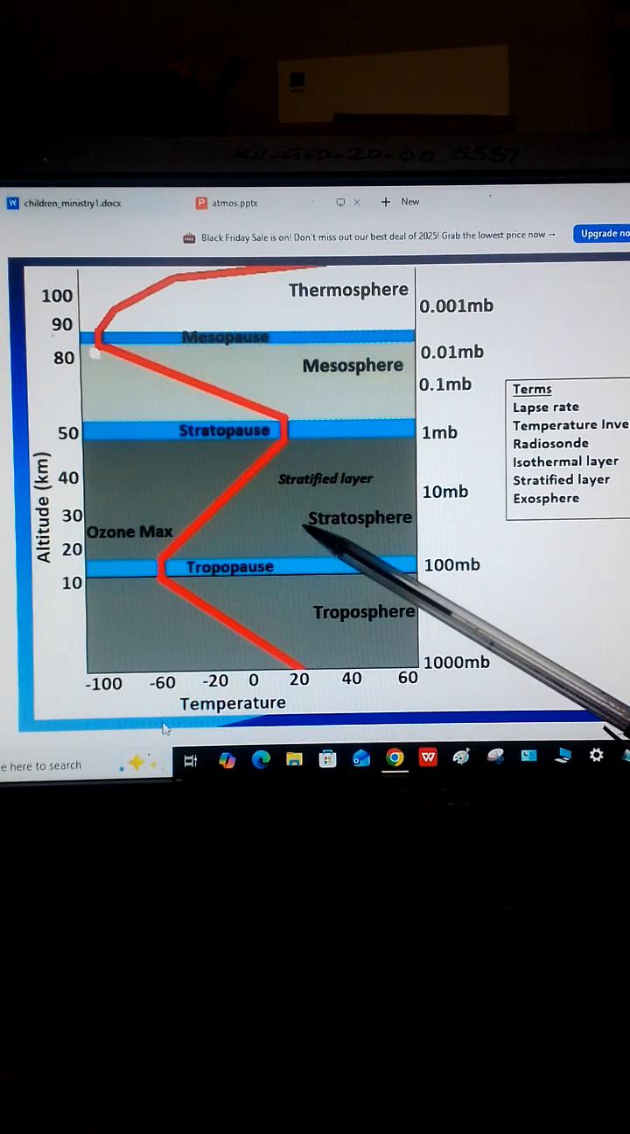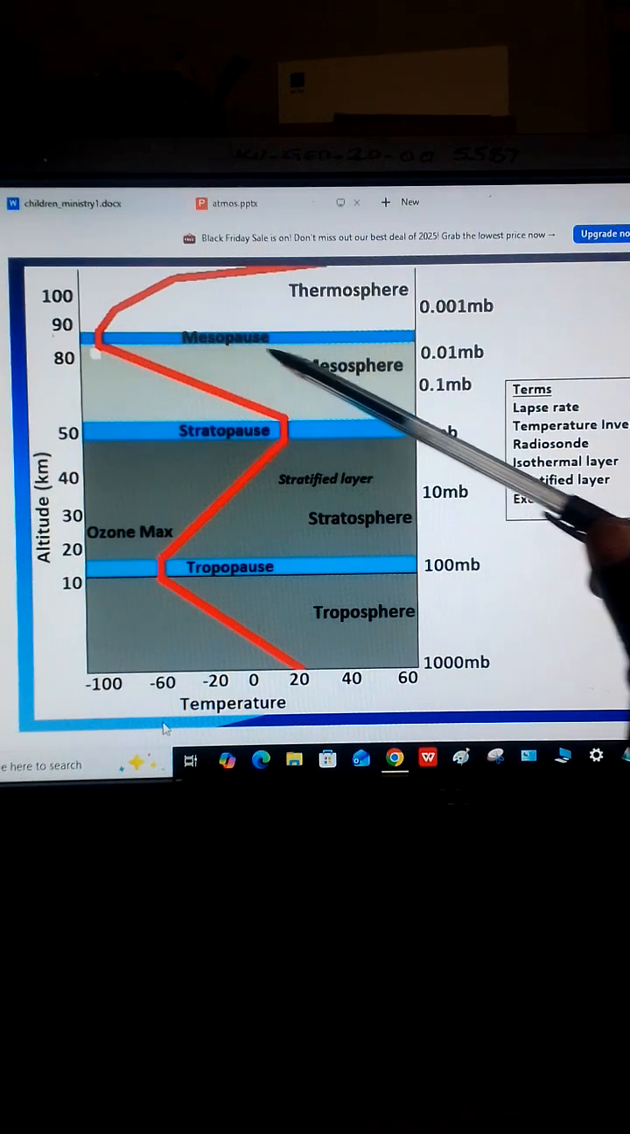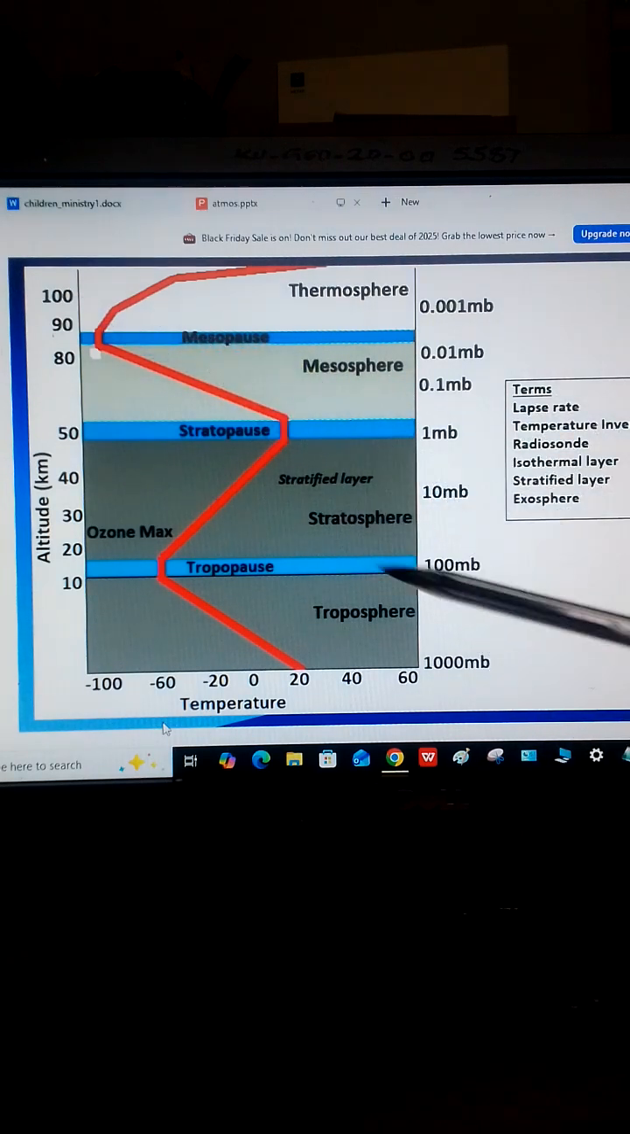Molecules near the top of the mesosphere lose more energy than they absorb, which results in an energy deficit and cooling. So the molecules here in the mesosphere lose more energy than they receive. So there is energy deficit and therefore cooling.